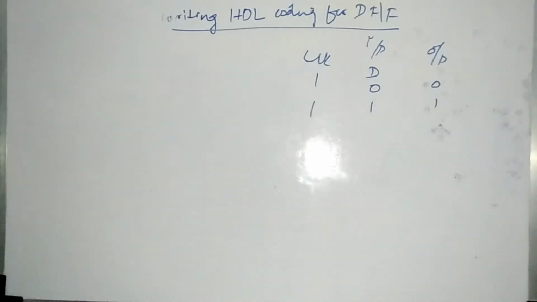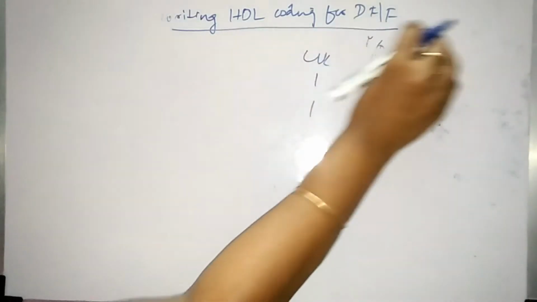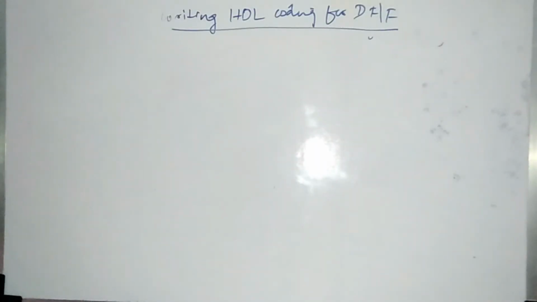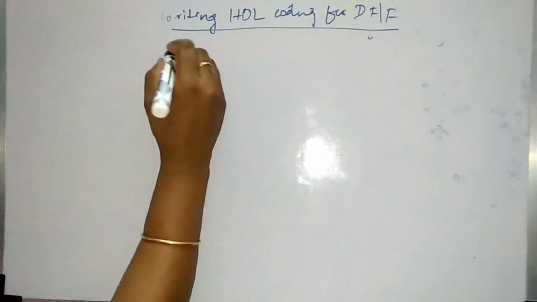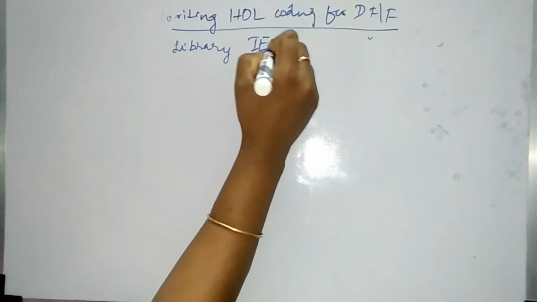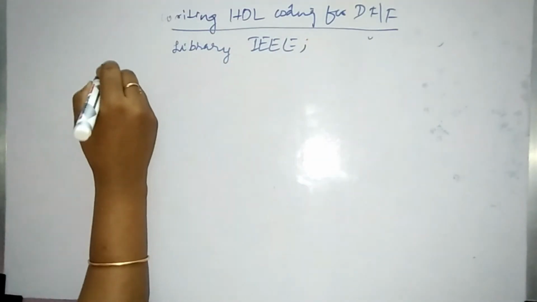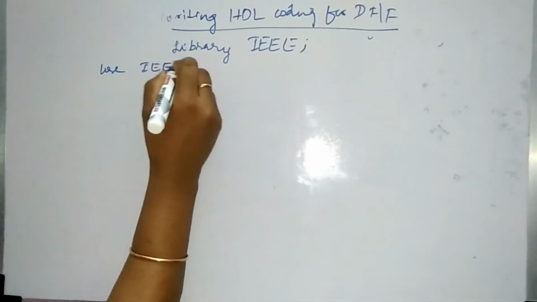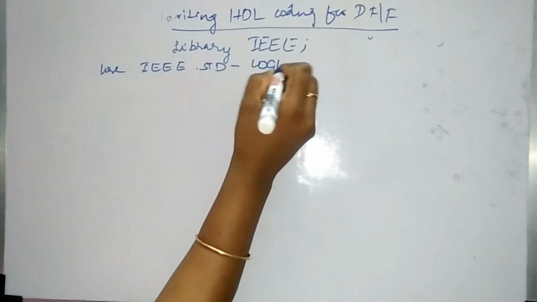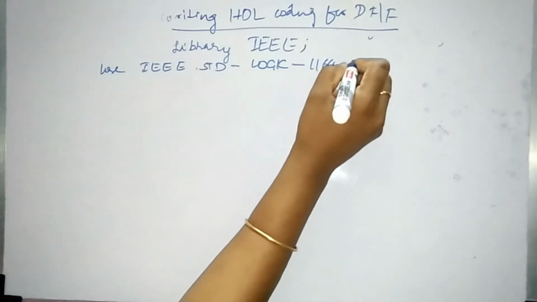Now let us write the HDL code for the D flip-flop. We saw in our previous video sessions how to write the code for the SR flip-flop. Similarly, let us follow the same steps for the D flip-flop. Starting with library IEEE, let me declare the functions: use IEEE.STD_LOGIC_1164.ALL.